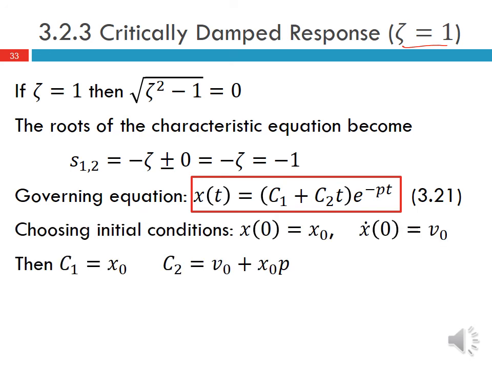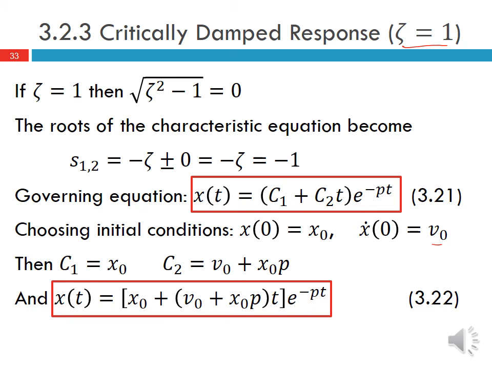If the system has initial conditions of x of 0 equal to x naught and x dot of 0 equal to v naught, then c1 is equal to x naught and c2 is equal to v naught plus x naught p. So the response becomes this expression here: x naught plus v naught plus x naught p times t, multiplied by e to the minus pt. You can see that this response is not oscillatory. Due to the presence of this exponential term, the response will eventually decay to 0, but it does not oscillate back and forth. So this is the critically damped case.